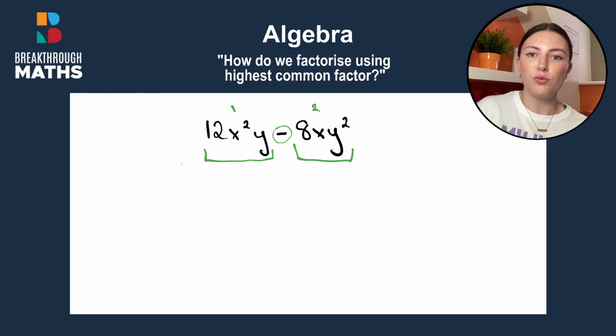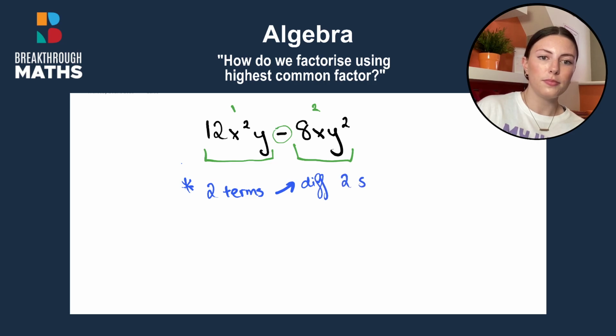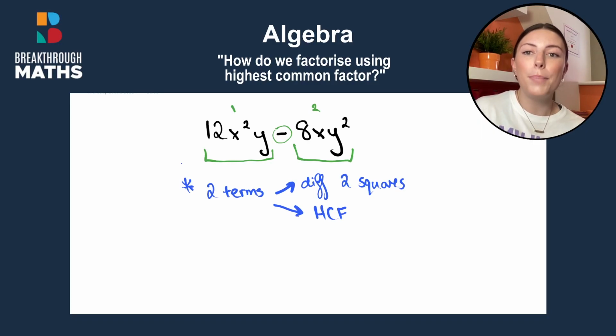So this is really important. If you have two terms, like you do here, it can either be difference of two squares, or it can be highest common factor, HCF. But you must check for difference of two squares first. So that is really, really important. You have to check for difference of two squares first.